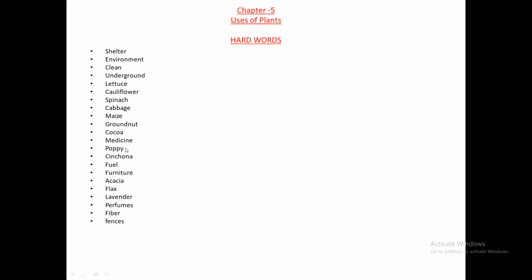So now what is the assignment for you for today? You have to write all the hard words which are listed here in your notebook and learn them. Okay, learn the spelling of each word: shelter, environment, clean, underground, lettuce, cauliflower, spinach, cabbage, maize, groundnut, cocoa, medicine, poppy, cinchona, fuel, furniture, acacia, flax, lavender, perfume, fiber, and fences.